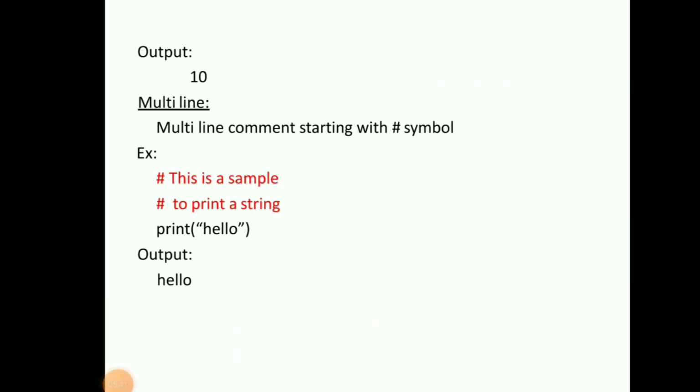For a multi-line comment, we can use the hash symbol, or otherwise we can go for triple quotation. Starting with a triple quotation and ending with a triple quotation, we can write a multi-line comment in Python. If you want to write multiple lines in between the program, you can use the triple quotation or hash symbols.